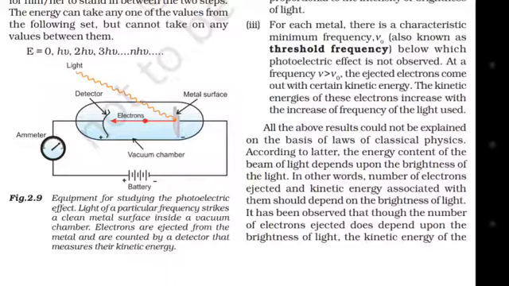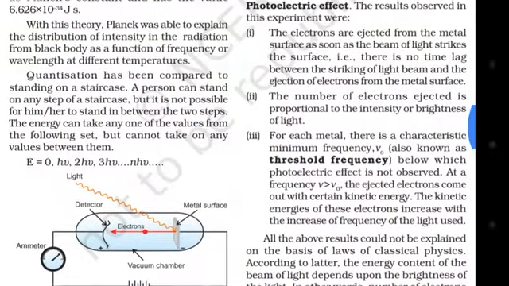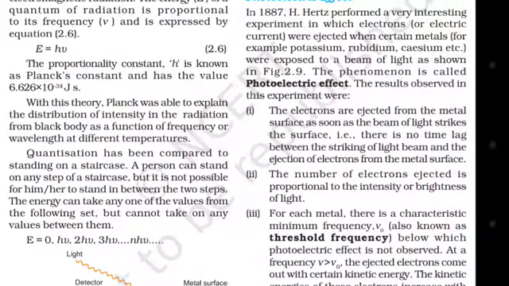Figure 2.9: Equipment for studying the photoelectric effect. Light of a particular frequency strikes a clean metal surface inside a vacuum chamber. Electrons are ejected from the metal and are counted by a detector that measures their kinetic energy. Okay, so we were here, exposed to a beam of light as shown in figure 2.9. The phenomenon is called the photoelectric effect.